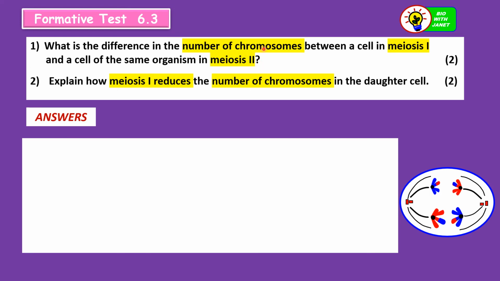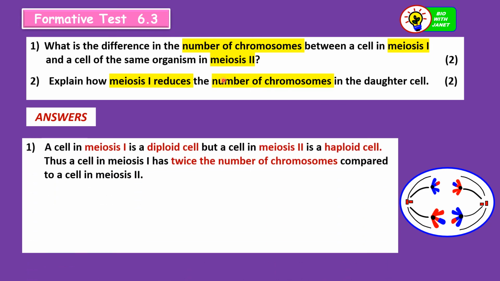Okay, difference in number of chromosomes, meiosis 1 and meiosis 2. So is there a difference in number of chromosomes? Yes. The cell in meiosis 1 is a diploid cell, but the cell in meiosis 2 is a haploid cell. So this means that the cell in meiosis 1 has twice the number of chromosomes compared to the cell in meiosis 2, right? So for humans, the cell in meiosis 1 will have 46 chromosomes, but the cell in meiosis 2 will have 23 chromosomes only.